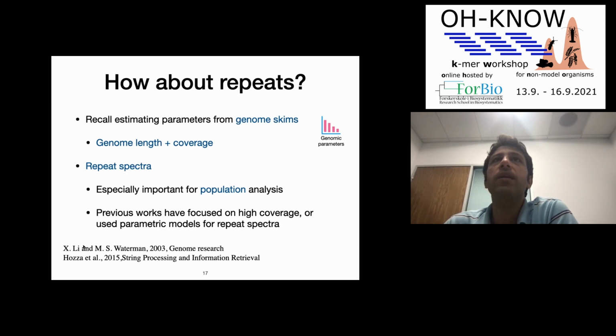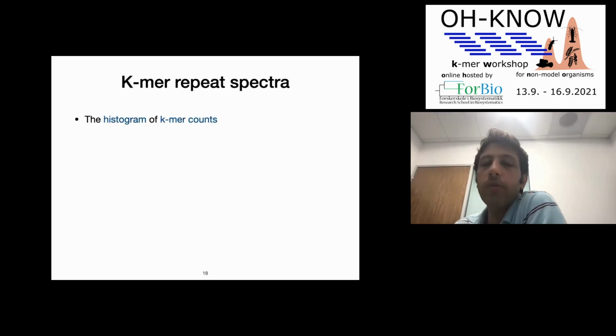There are some methods out there that try to estimate repeat structure and genome length from genome skimming data, so basically just a bag of reads. But they weren't really focused on super low coverage, like 1x or 2x. They assumed you have high coverage, like 10x, 12x, something like that. So what we are going to try to improve compared to the existing methods is enabling very low coverage.